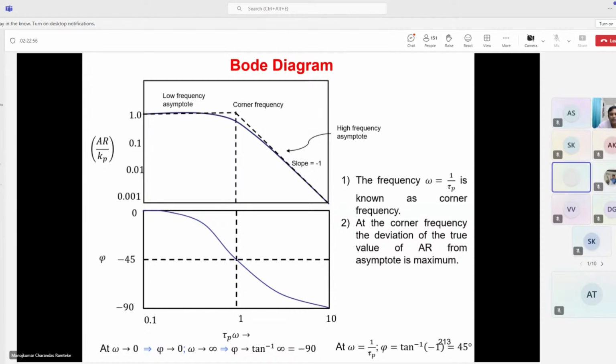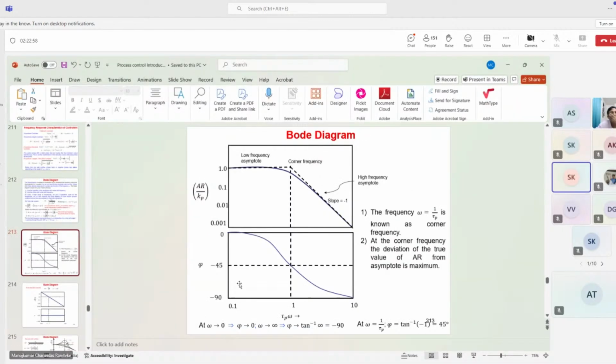Sir, frequency response and whatever we covered today will not be a part of the quiz. No, right? It will be a part of the examination. The only thing is, whatever we will cover up to frequency response will be part of it; after that, that will not be a part of the examination.